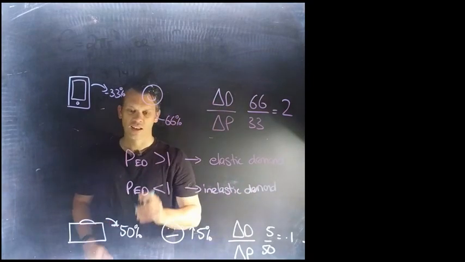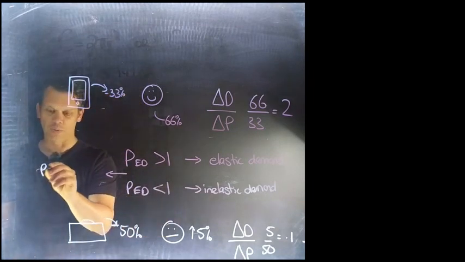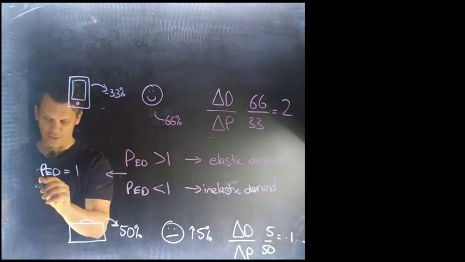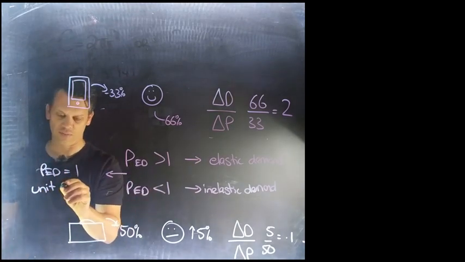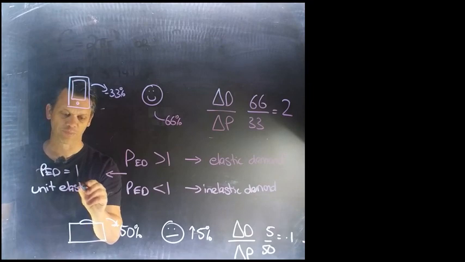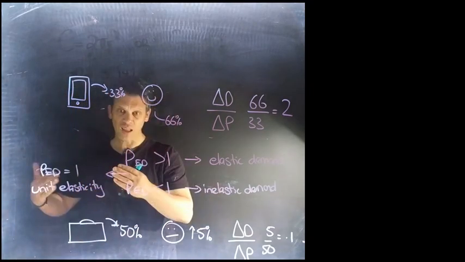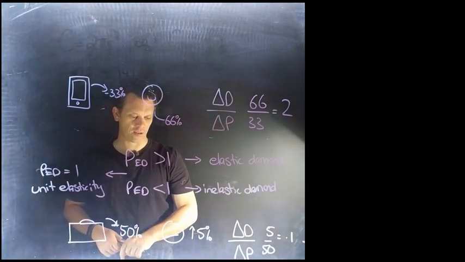Okay? Now, on the rare occasions, you may actually get the price elasticity of demand equal to 1. We call that unit elasticity, or unitary elasticity. So unit elasticity, and that basically means that the change in price has a 1-to-1 ratio effect with consumer demand.